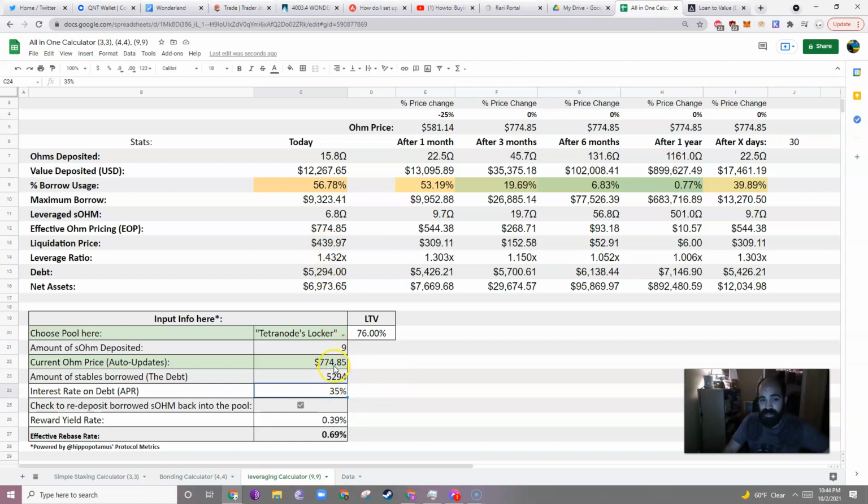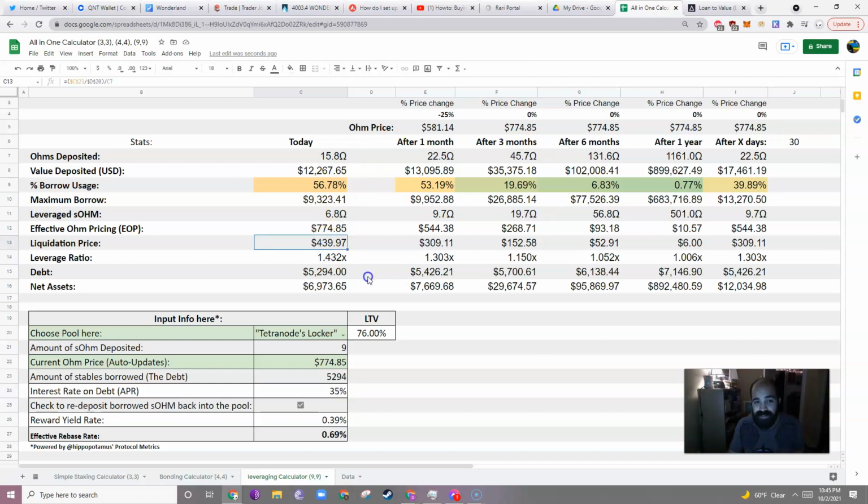So let's say you do that. Let's say you collateralize all of your S Ohm. You're still earning on that Ohm, by the way, so your Ohm is still staked. You're still earning that rebase, but now your S Ohm is going to work for you as well. So you collateralize all of your S Ohm, and then you borrow 5,294, probably stablecoin, to buy more Ohm with it. You would have the ability to then stake 15.8 Ohm, because you would have that stablecoin that you then use.